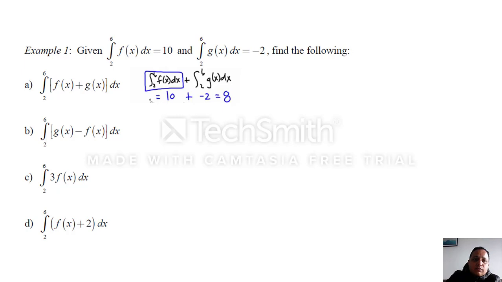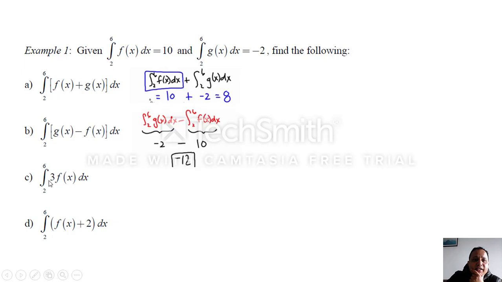Okay, now I already have solved the problem, so you can just have a look at this one. So in this one, this is the integral from 2 to 6 of g of x minus the integral from 2 to 6 of f of x dx. Okay, and you substitute the value. G of x is -2, and since it's minus here, this 10 comes from the f of x value, so which will be -12.